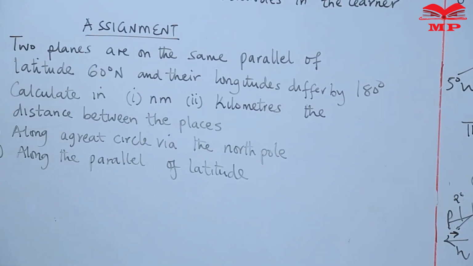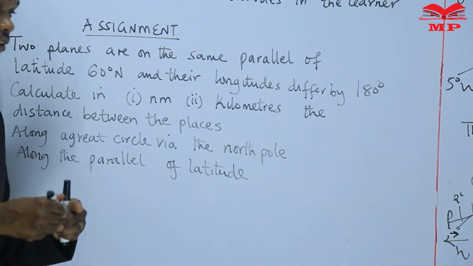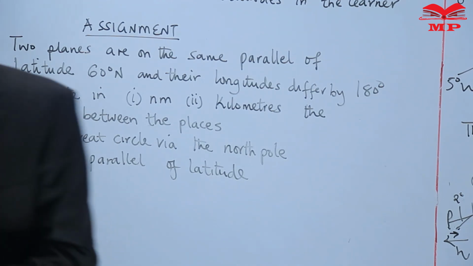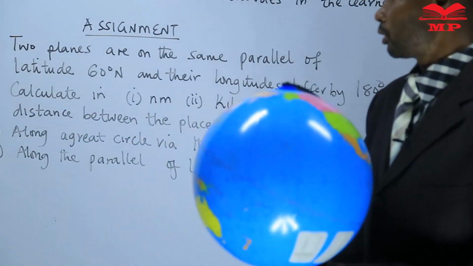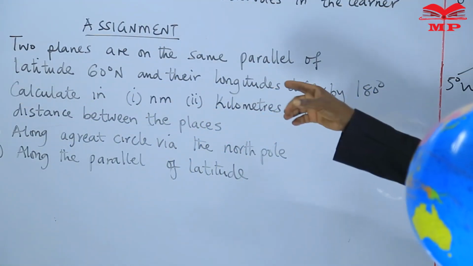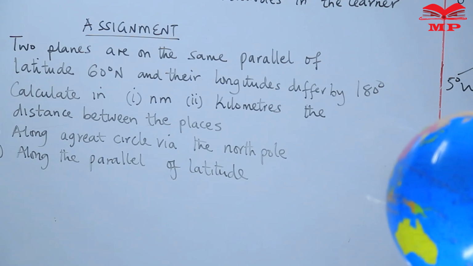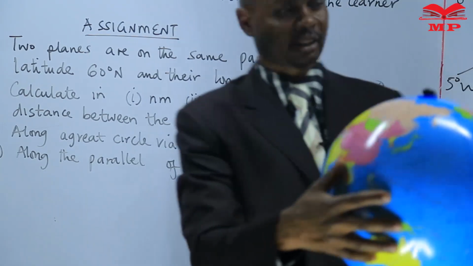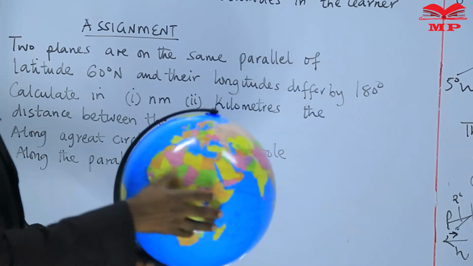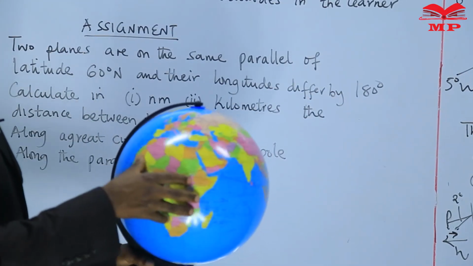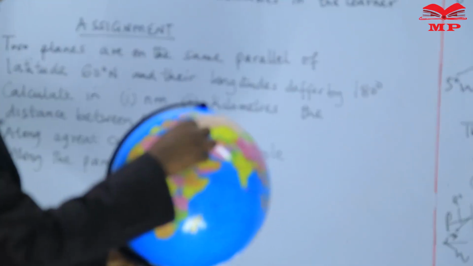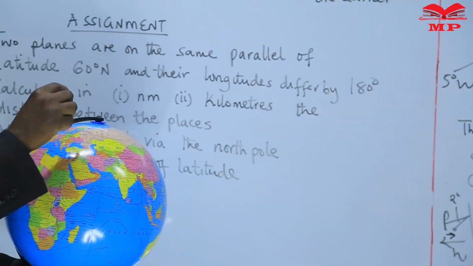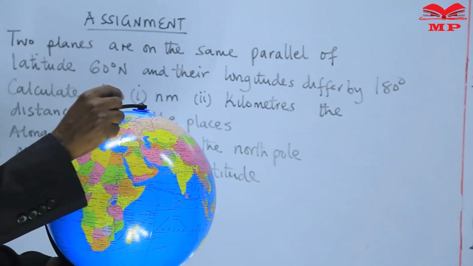So that is the question. I'll demonstrate using the class globe. So the question goes, two planes are on the same parallel, 60 degrees north. 60 degrees north is somewhere here. I'm not saying exactly there, but it is there. So they are here. One of the planes is here.